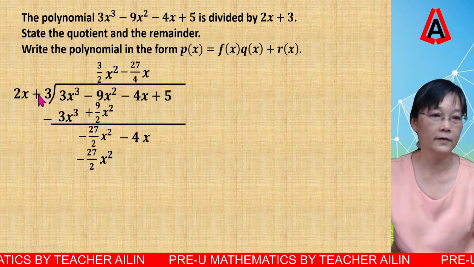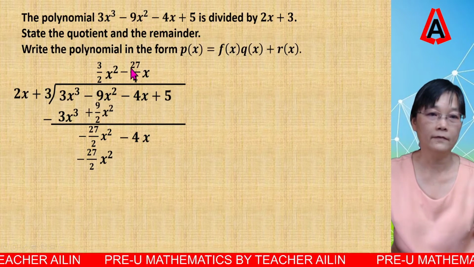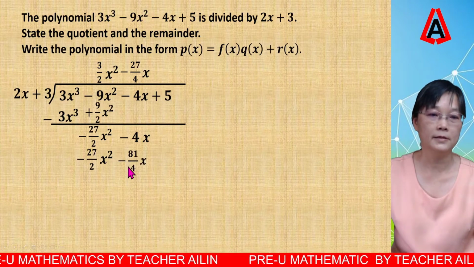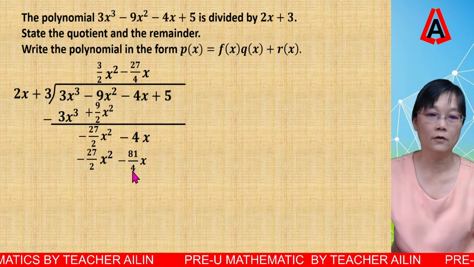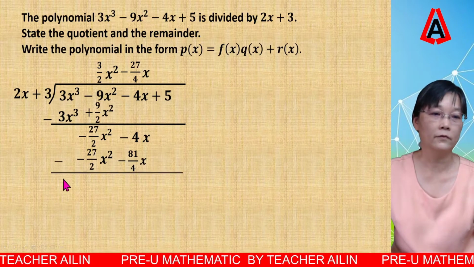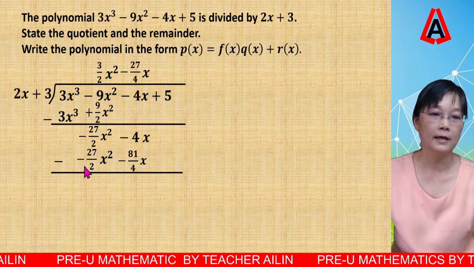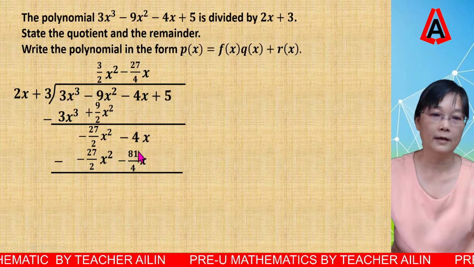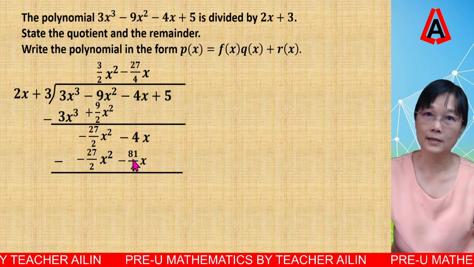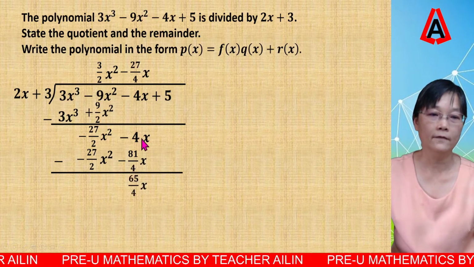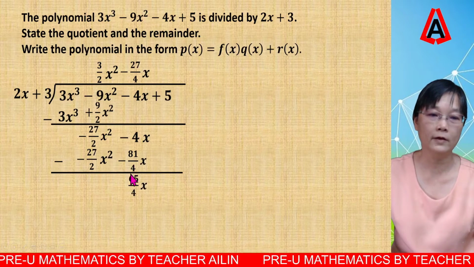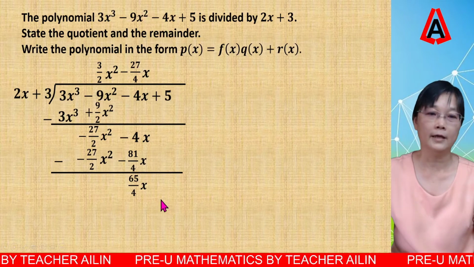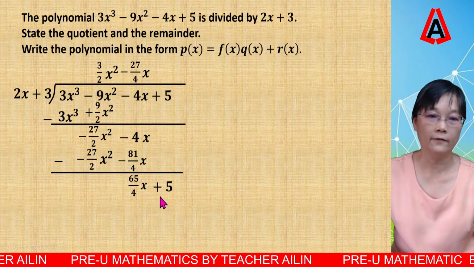Then continue with this one, 3. Negative 27 over 4x times 3 is equal to negative 81 over 4x. So when we subtract, this x squared will finish and becomes 0. For this one, by pressing the calculator, negative 4 minus negative 81 over 4, we get 65 over 4. Then we continue and put down the 5.